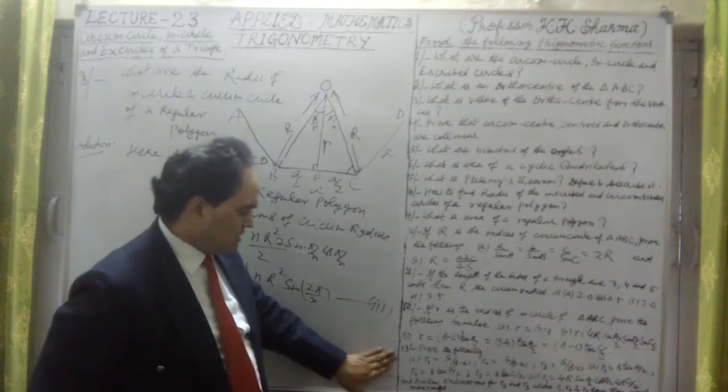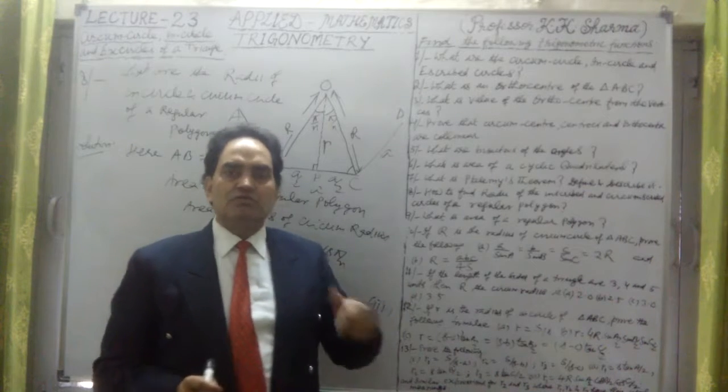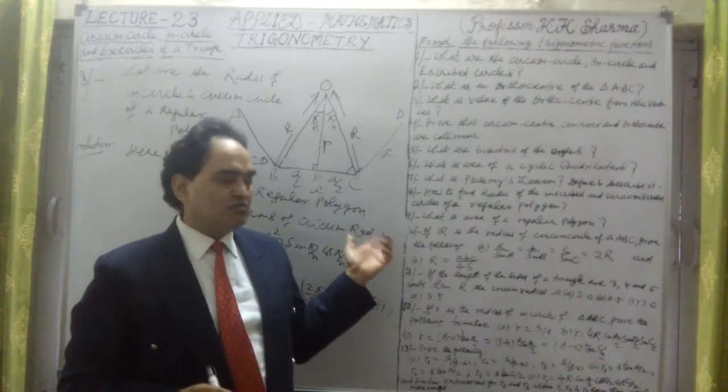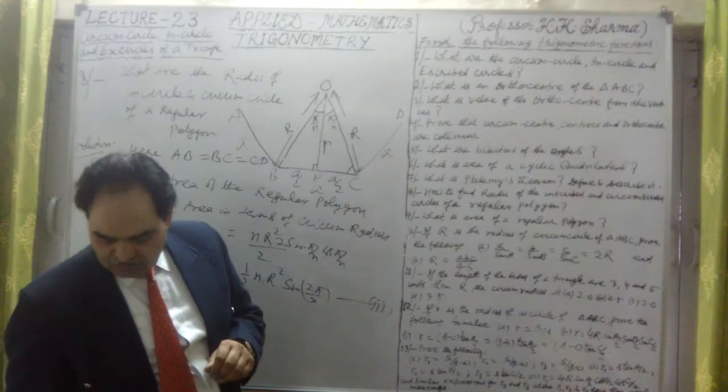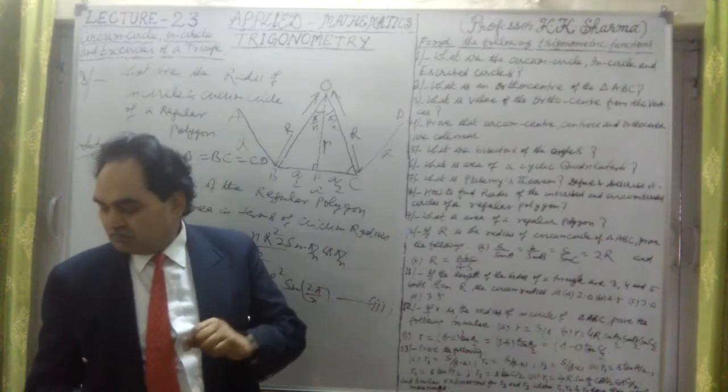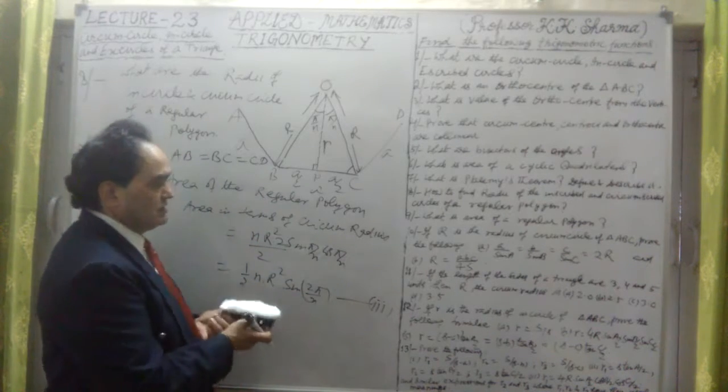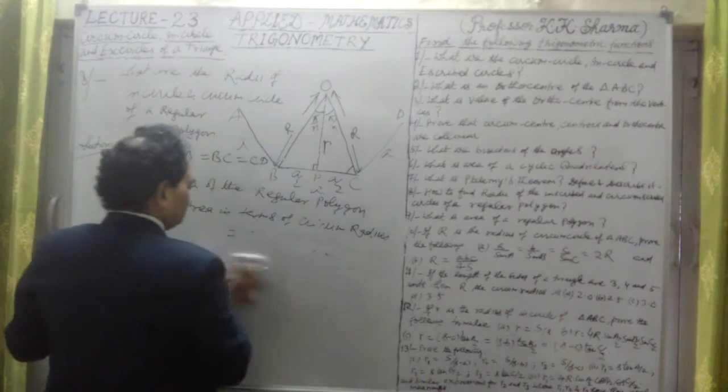So this is how the area of a regular polygon is calculated, in terms of either circumradius or inradius, or in terms of the side only, which we have calculated. So this is the area of the regular polygon in different terms.